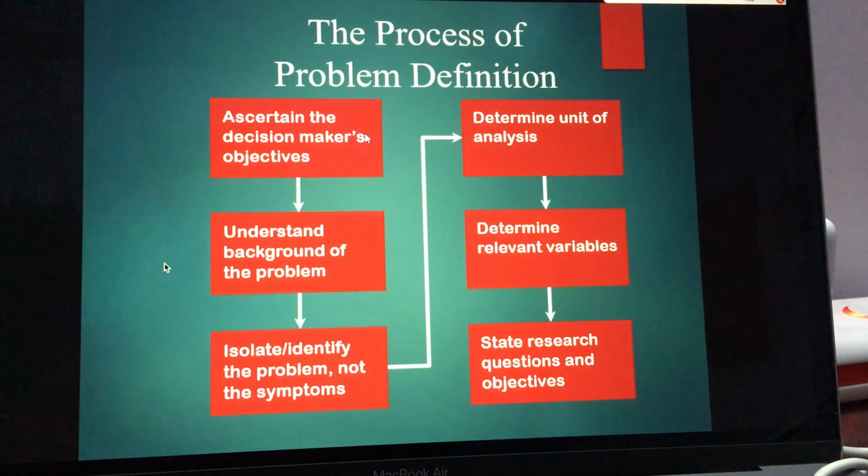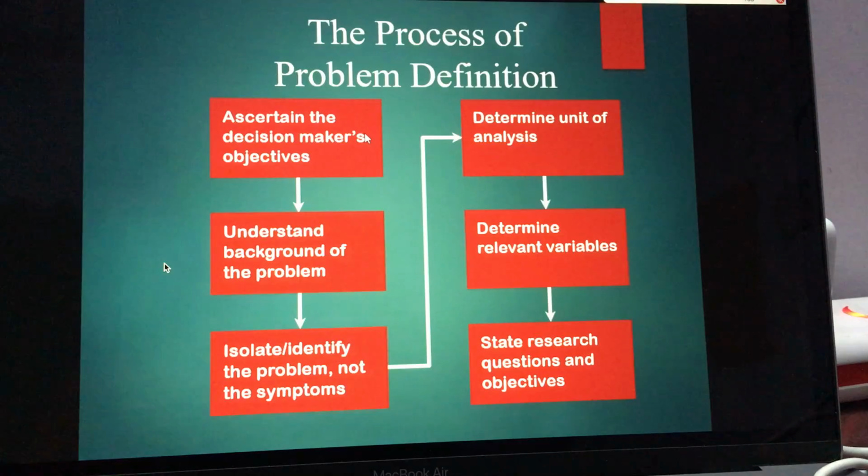Let's say brands A, B, C are available. What do they think about A, B and C? Are they really satisfied with these current products? Will they be ready to accept another brand in the same category? All these are the relevant variables you should look at. Based on that you state the research questions and the objectives.